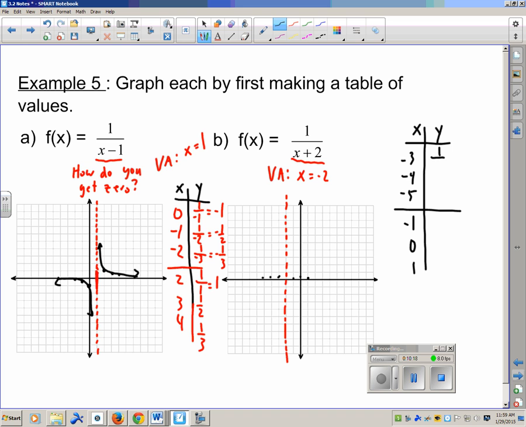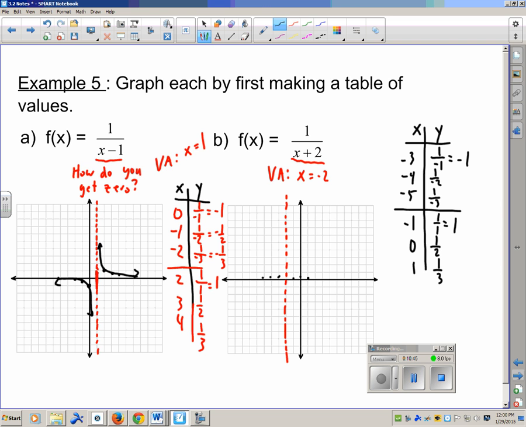So it's 1 over -3 plus 2, which is -1. 1 over -4 plus 2, there is -2, so you get -0.5. And then 1 over -5 plus 2, there is -3. Then down here at the bottom, 1 over -1 plus 2 is 1. Putting in 0, 0 plus 2 there is 2. And then putting in 1, 1 over 1/3.